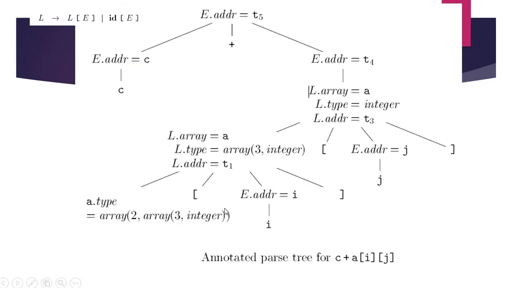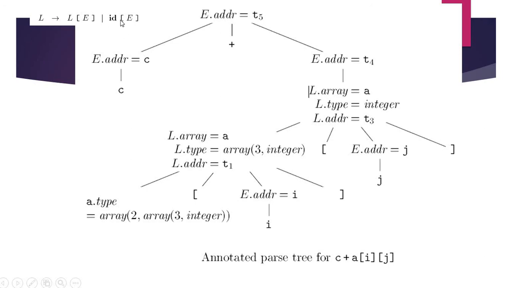Here if you see the annotated parse tree for the example C + A[I][j]. Here E produces E plus E, that is the first rule used here. So E.address equals E.address plus E.address. Here E.address produces ID, that is C, and here E.address produces L, and L produces, if you refer to the grammar used here, L produces L[E]. So L again produces A[E], ID[E] is used here.